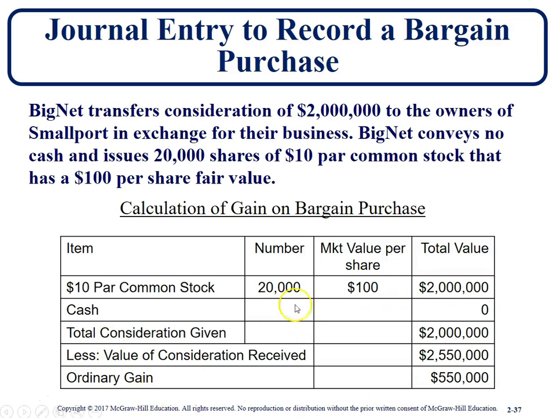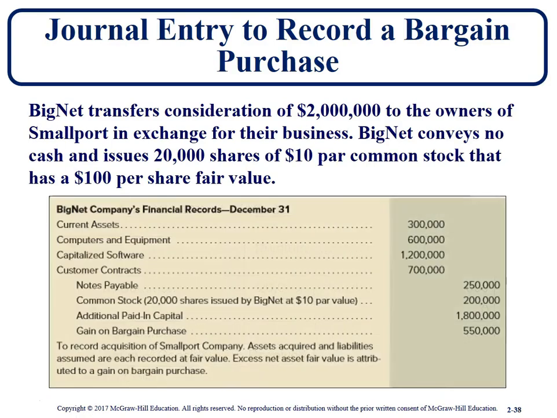So they're going to have 20,000 shares of stock at $100 a share for $2 million. No cash is going to be changed in hand. So they're only giving them $2 million, but they're getting $2,550,000 in return. So there's a gain of $550,000. Okay, how would that show up in a journal entry?